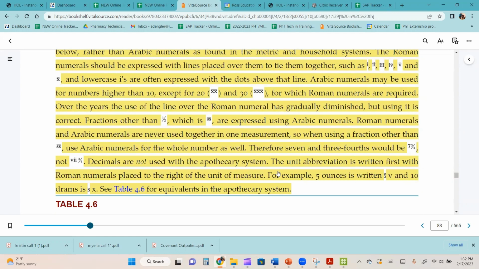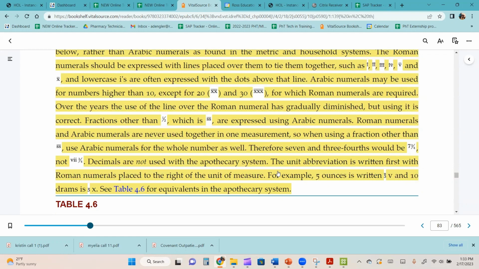So if you have a number that doesn't come out whole, unless it's 0.5 or 1/2, you're going to use the whole number instead of these symbols. So therefore, 7 3/4 would be 7 3/4, not VII 3/4. Decimals are not used with the apothecary system.